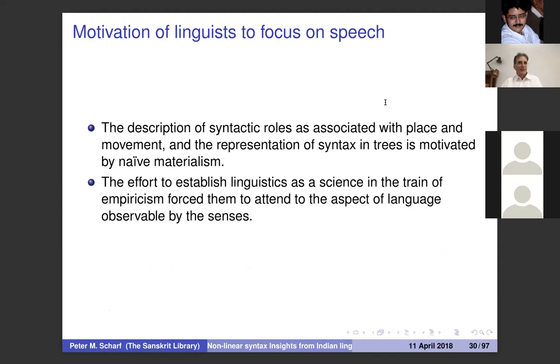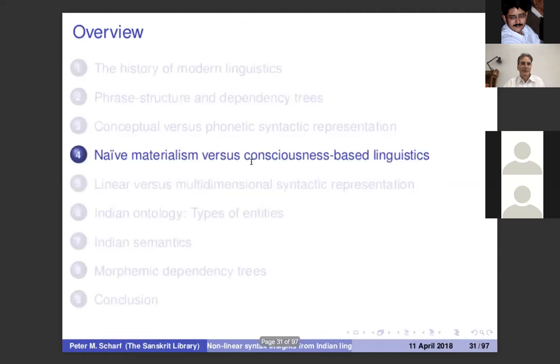Now, as I mentioned, the motivation of linguists to focus on speech is due to empiricism, because those are things you can see, and they wanted to prove themselves as a science. So they were eager to represent things in terms which are visible, and therefore the trees of Chomsky and Tesnière both focus on the words, not the meanings.